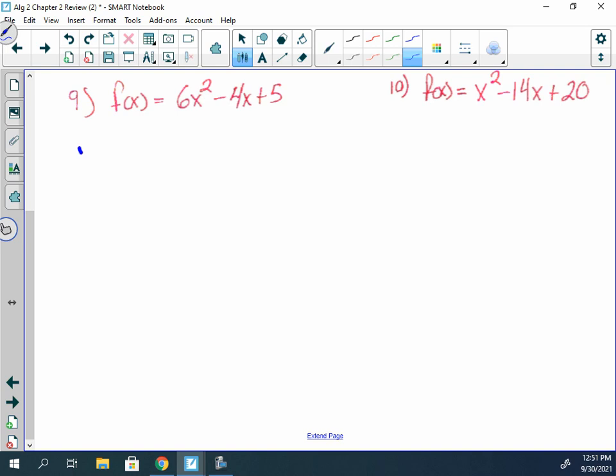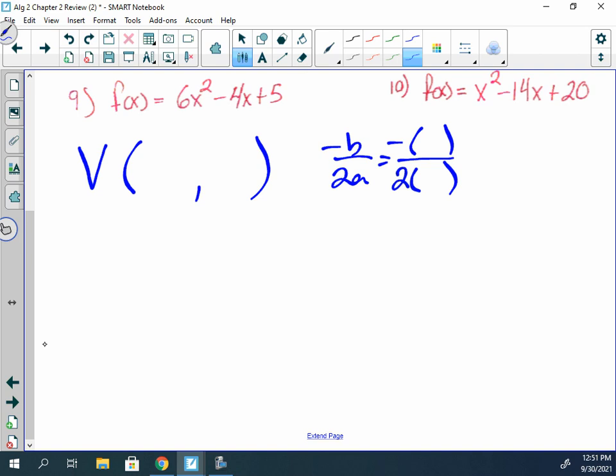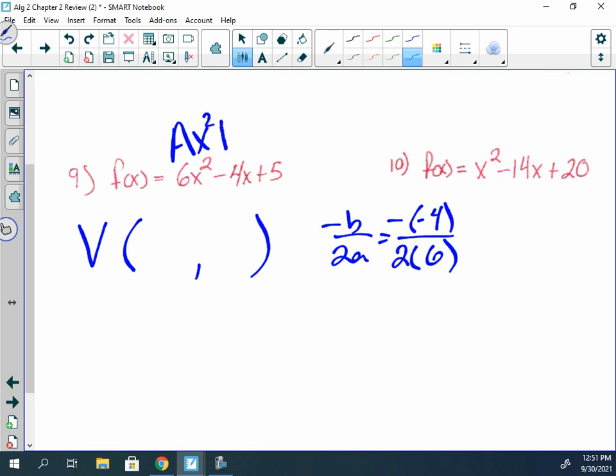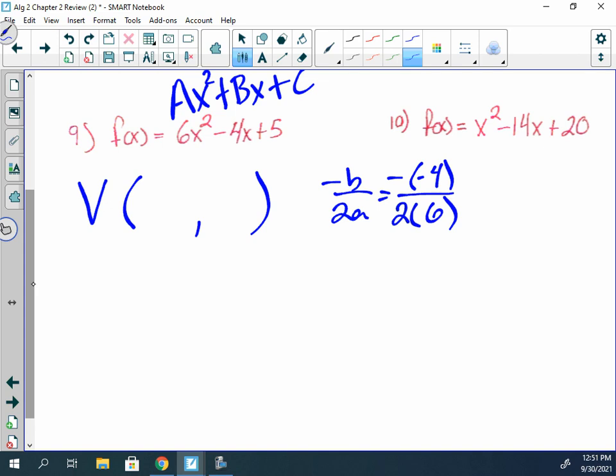So the vertex is going to be the point -b over 2a, comma, f of -b over 2a. Do like the -b over 2a, right? Yes. So -b over 2 times a. What's the value of b for this problem here? Not 6. B would be -4, and A would be 6, because we're going based off the equation of ax squared plus bx plus c. So A is 6, B is -4, and C would be 5.